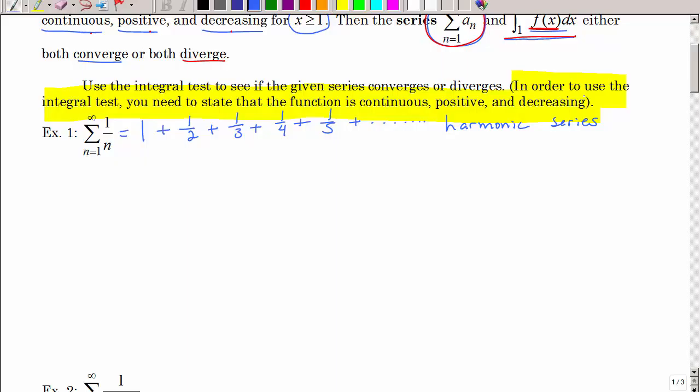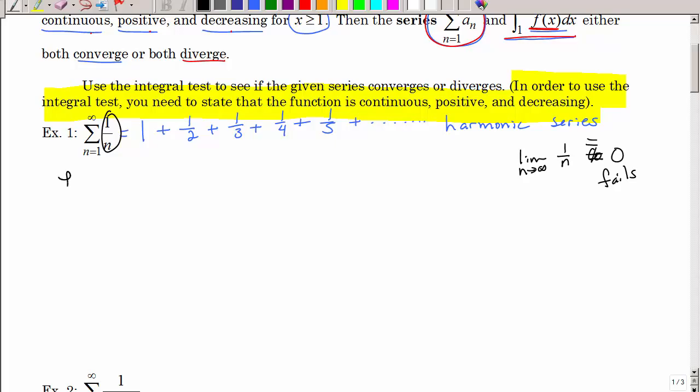Since it's not geometric, since it's not telescoping, and the nth term test fails, let's just review that. Remember, the nth term test says the limit as n approaches infinity of the sequence has to not equal 0. But the limit of this does equal 0. So this test fails. It tells us nothing. So we have a different approach. We're going to use the integral test.